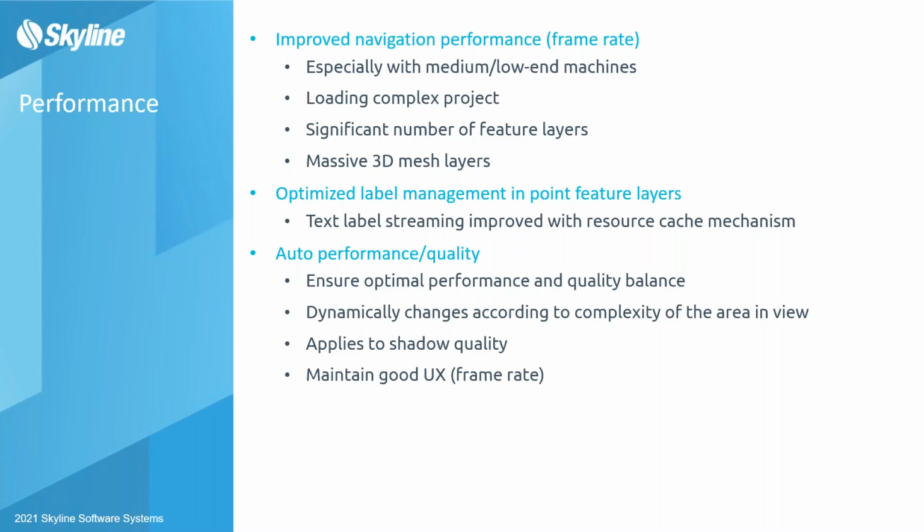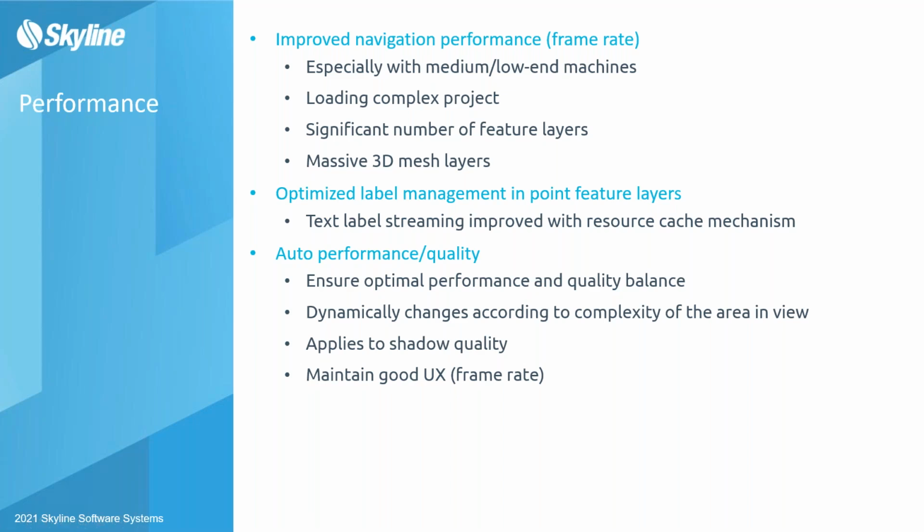And this auto mode actually ensures an optimal performance and quality balance. So it will gauge dynamically, not only once when you start, but as you progress through navigating into an area which is more dense in features, it will automatically adjust all the time and will change dynamically between those modes based on the performance of your computer and the complexity of the scene. Same goes for shadow quality. It will change it as you go into different areas.